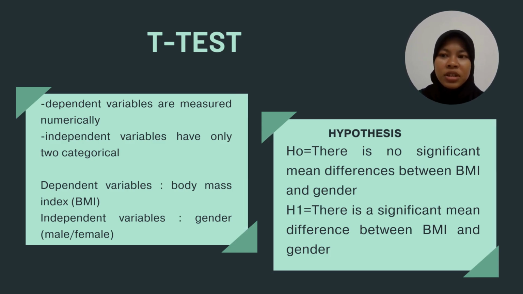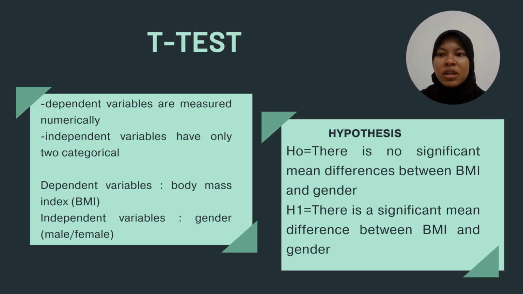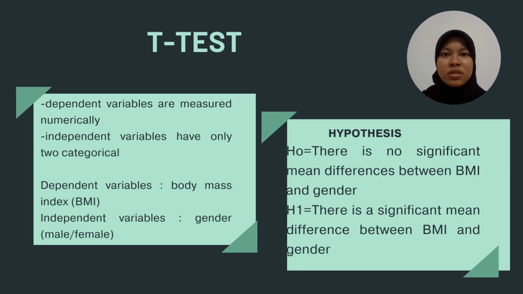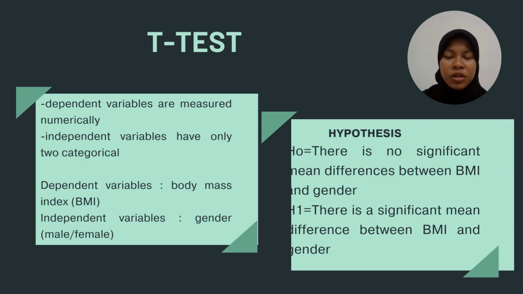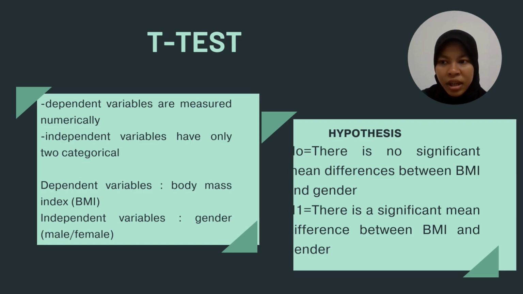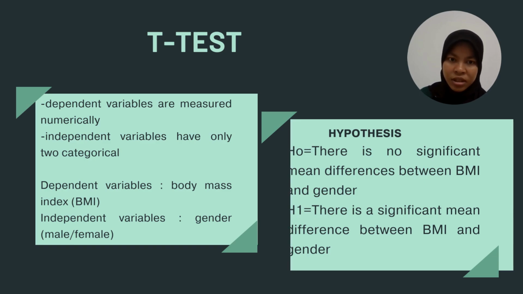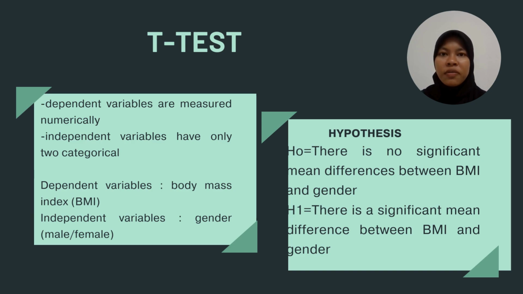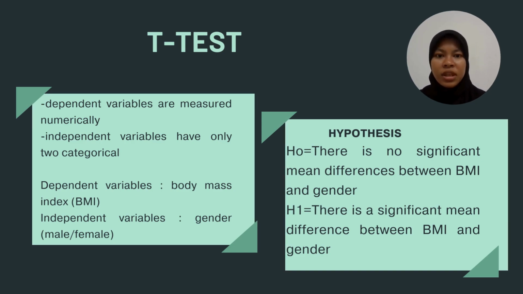Today I'm going to present on how to use the t-test. For the t-test, we will use the dependent variable that is measured numerically, for example body mass index, and an independent variable that has only two categories, which is gender, male and female. And then after that, we have to construct the hypothesis statement.